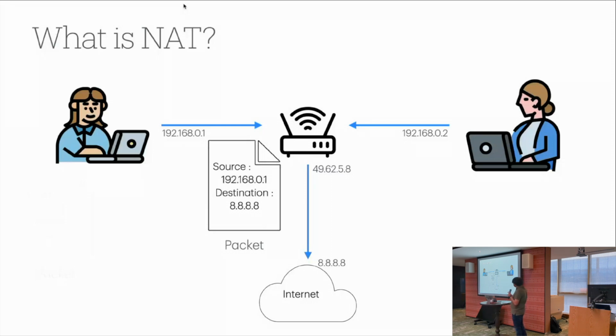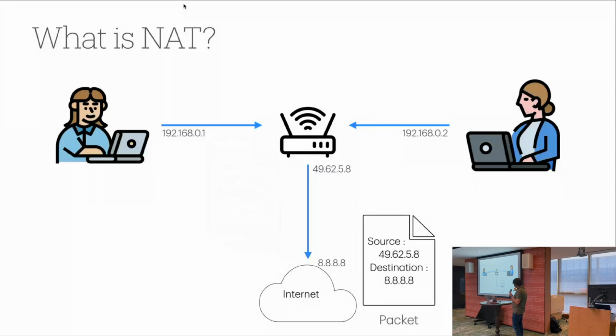But the router is going to do a NAT and change the source from 0.1 to 49.62. The reason the router does that is because 0.1 is not routable on the internet, because every home has thousands of 0.1, 0.2 IPs. So if we send out that address, the internet would not know how to send the packet back. So what NAT does is it rewrites the packet and says that the source is actually 49.62. That is the public IP of the router, and that is how the packet goes out to the internet.